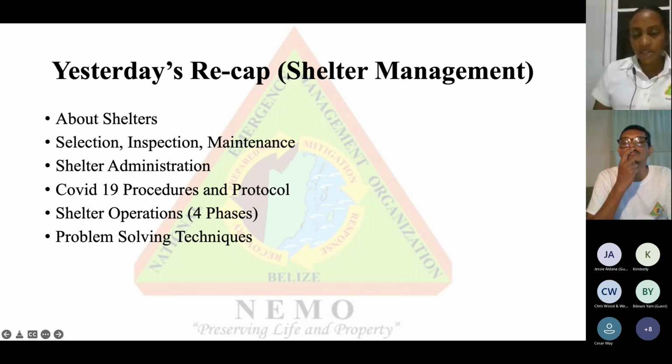The last stage would be post-activation. That is returning the shelter back to its original form, which would be the classroom setup. So you put it back to the form that you found it, and note any damages and the like.